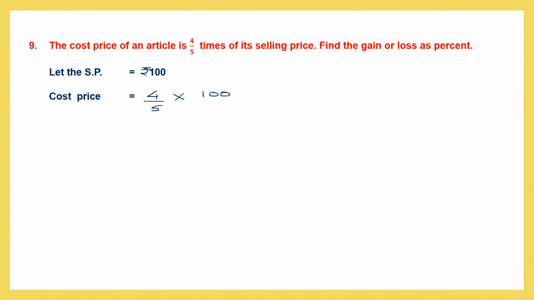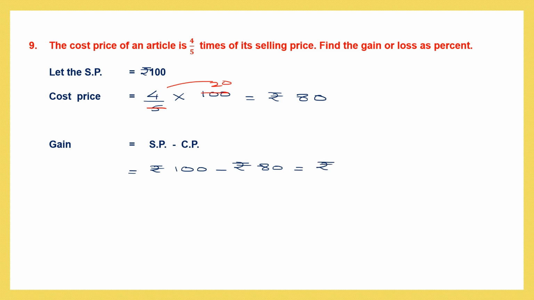So here we can cancel, 5 into 20 is 100. 4 into 20 is 80. That means we have found the cost price to be 80 rupees. So here selling price is more than the cost price. So he bought it for 80 rupees and the article was sold for 100 rupees, that means there is a gain or a profit. So we have to find the gain. So the gain is selling price minus cost price. And how much is selling price? 100 rupees minus the cost price, which is 80 rupees. Now the gain is 20 rupees.